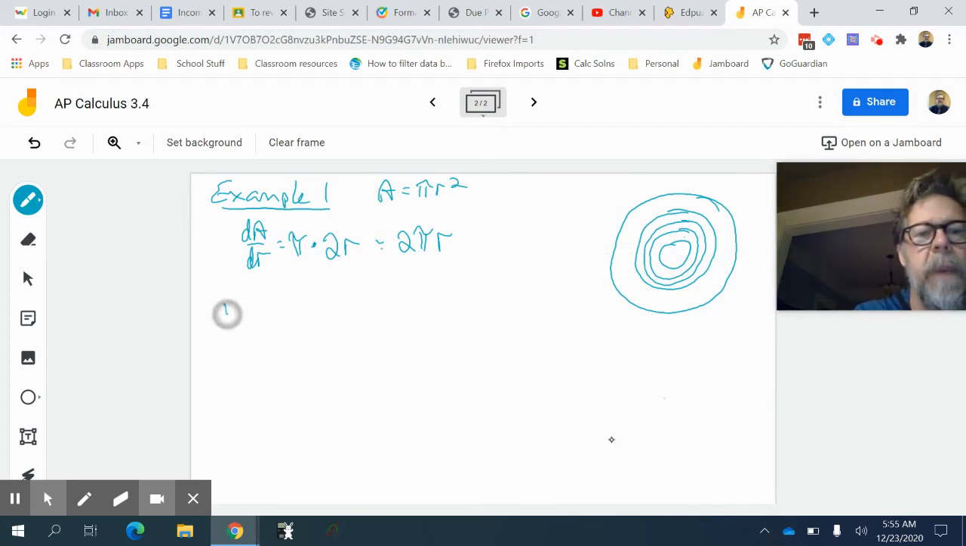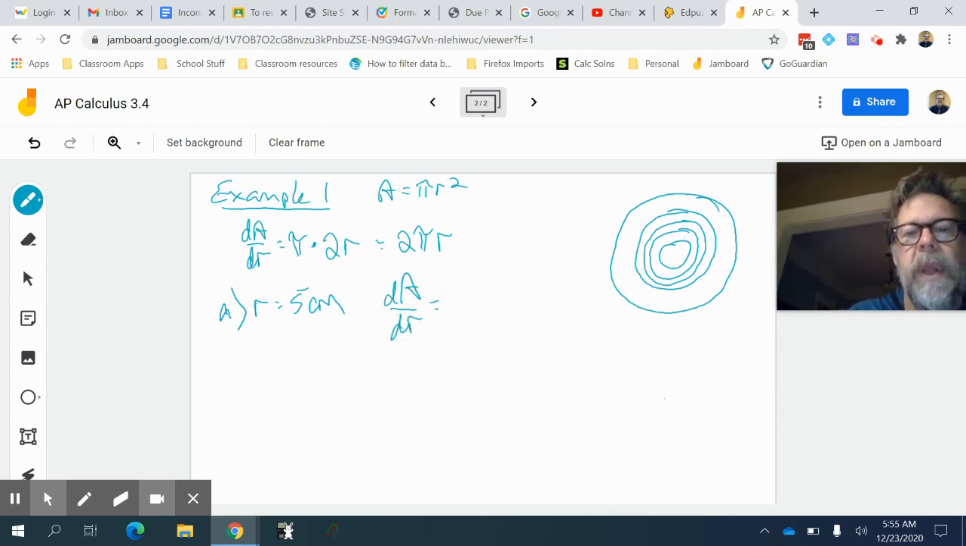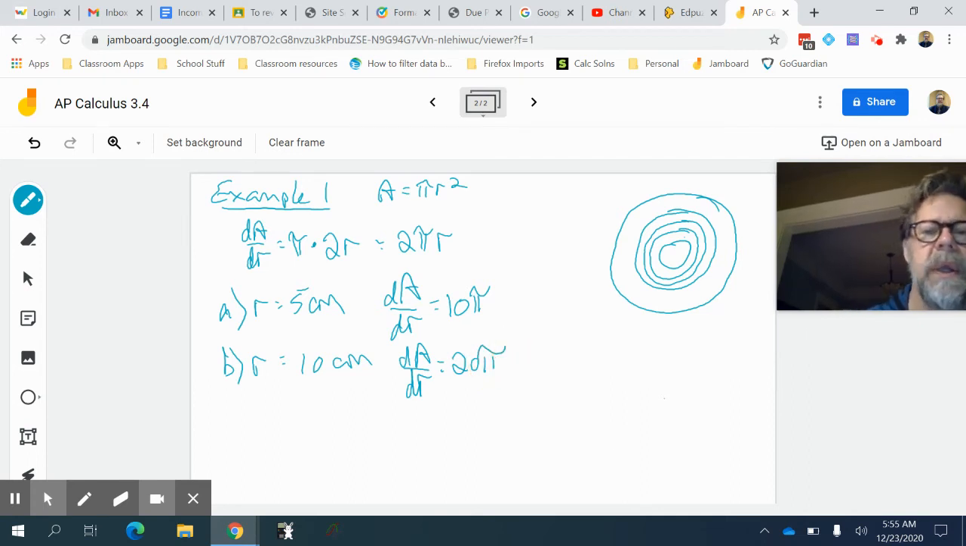Let's look at a couple quick examples. If the radius is 5 centimeters, then the rate of change of area will be 10 pi. If the radius is 10 centimeters, the rate of change of area with respect to radius will be 20 pi.